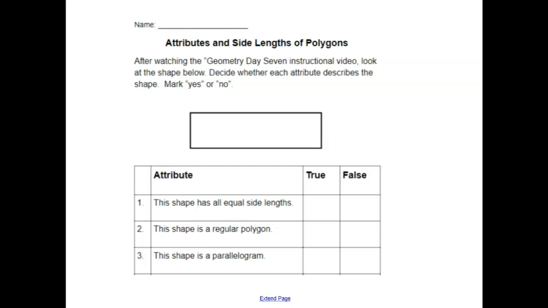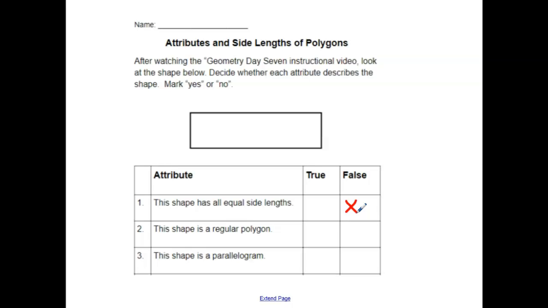So I know the first attribute says this shape has all equal side lengths. Let's determine if that's true. So I know it's a rectangle. For rectangles, I know only the opposite parallel sides are equal. And I can tell right away that this side length is much longer than this side length. So it's not true that this rectangle has all equal side lengths. So I would put my X in the false box.